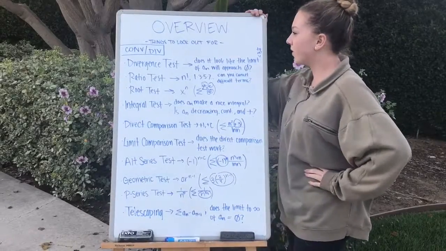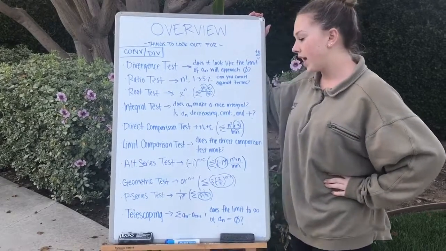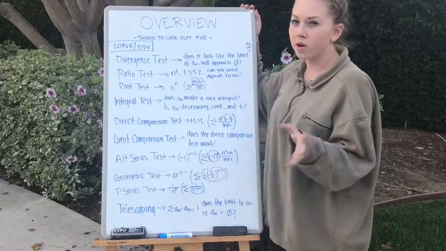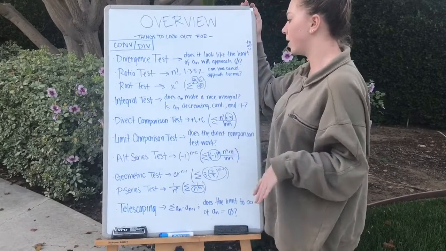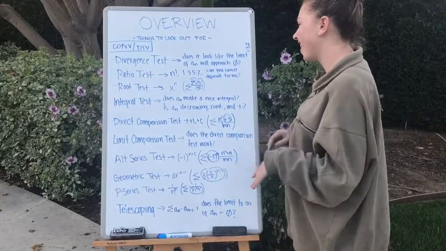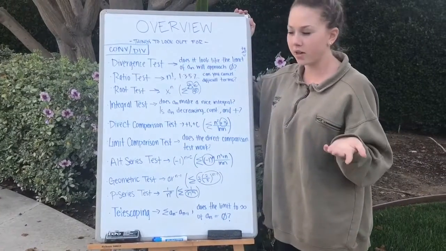Okay, so this is an overview of things to look out for when determining convergence and divergence in a series. And these are the 10 tests that you can use. And I'll go over a quick explanation of each one. So you could use the divergence test when it looks like the limit might not approach zero. And the ratio test if there's difficult terms that would be hard to deal with otherwise.